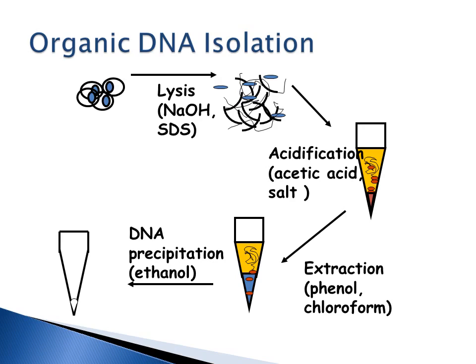So in organic DNA isolation, you're going to take your cells, you're going to lyse those cells with sodium hydroxide and detergent such as SDS, break those cells open. You are going to then put them in a buffer with acid and a salt. You're then going to use organic solutions such as phenol and chloroform to extract your DNA from all of the other components. And then you need to precipitate that DNA out using your salt and ethanol so that you can pellet the DNA and get rid of everything else.